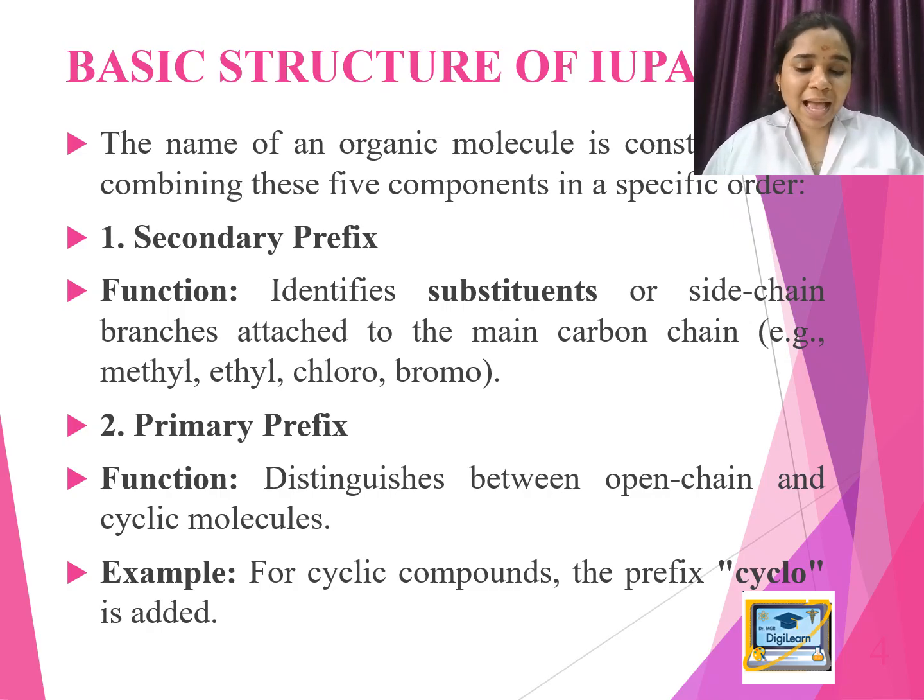For example, alkyl, ethyl, methyl, chloro, bromo: these are the substituents attached to the main chain, that is your parent chain. Whereas the primary prefix distinguishes between an open chain and a closed chain molecule. If you are naming a closed chain molecule, then you should add the prefix cyclo to it.